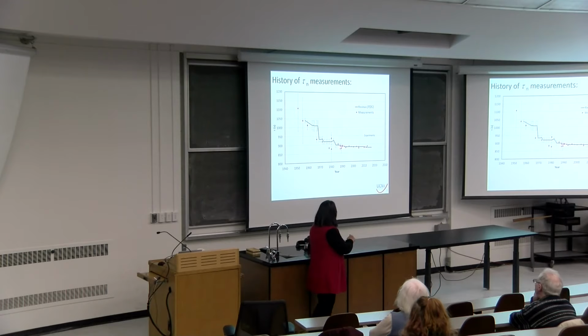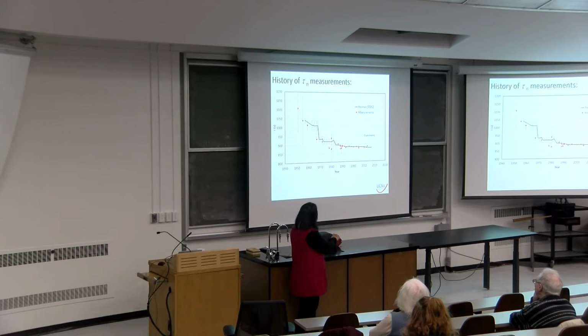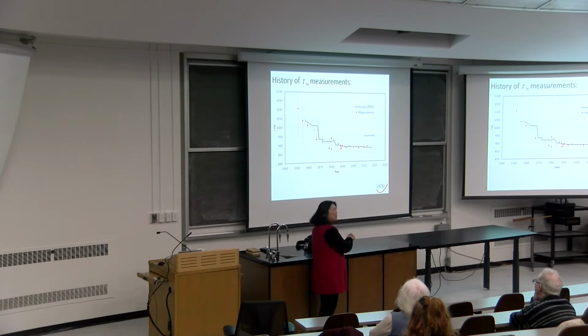Then experiments improve steadily. What's drawn here in the black curve is the Particle Data Group average. About 10 years later, you have another improved measurement with a much smaller error bar, but very different from all the previous measurements. It took the Particle Data Group a few years to decide this is really the state of the art, as opposed to taking the average. That caused a sudden transition from 1,000 seconds down to about 950 seconds.